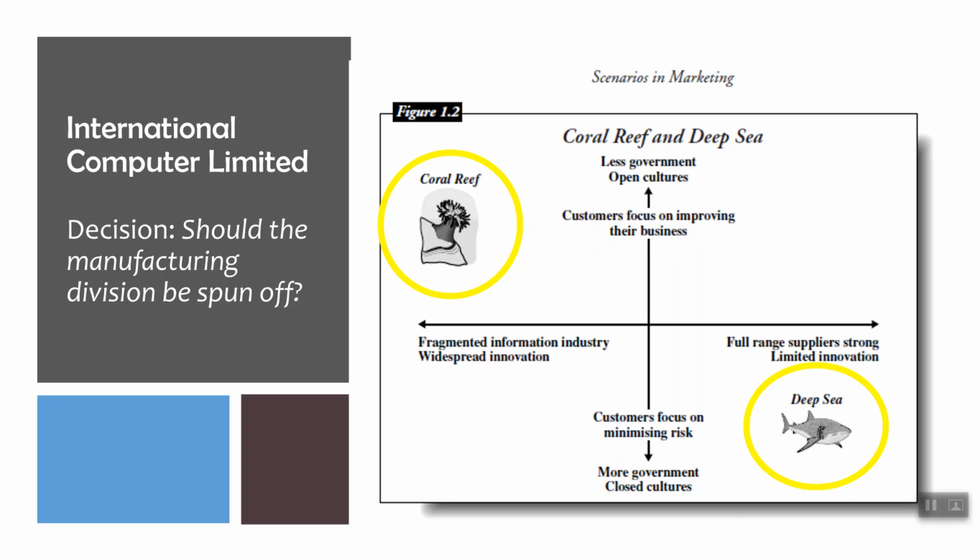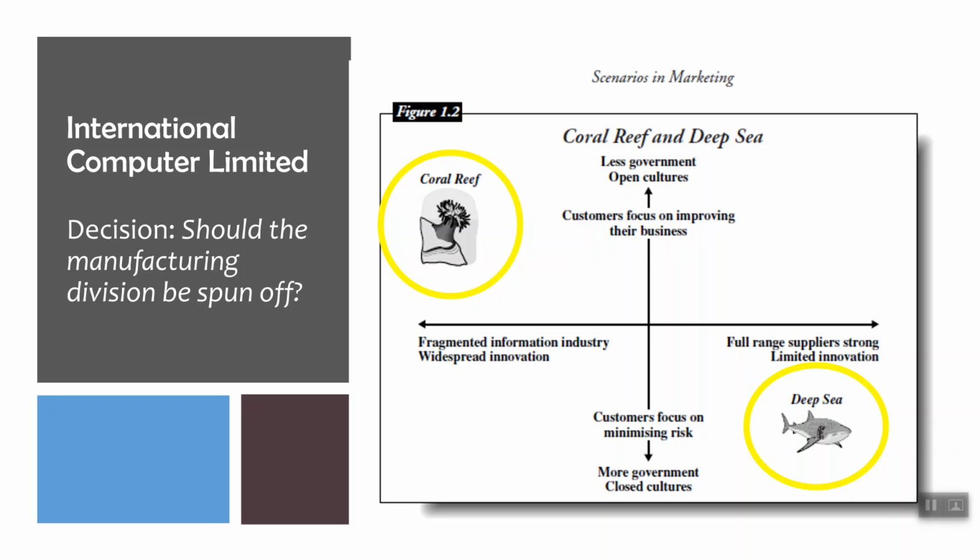Scenario planning is used in the real world. Here are a couple of examples. In the first example, a computer company had to decide whether to spin off their manufacturing division. They developed two scenarios for the future of the information industries. Coral Reef was a colorful IT world with many small companies, a hectic pace of development, and consumer and business customers interested in the latest products. Deep Sea was a world in which a few large suppliers dominated and customers preferred dealing with established suppliers.